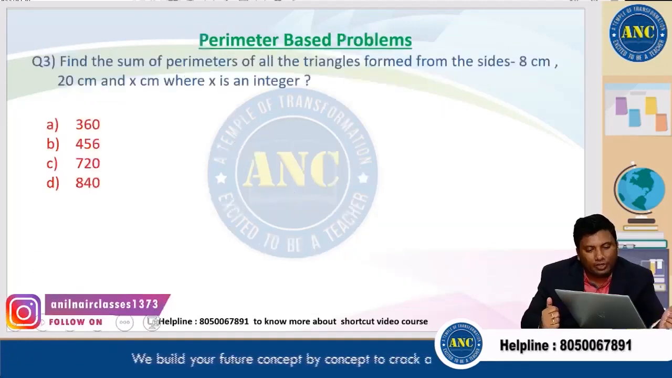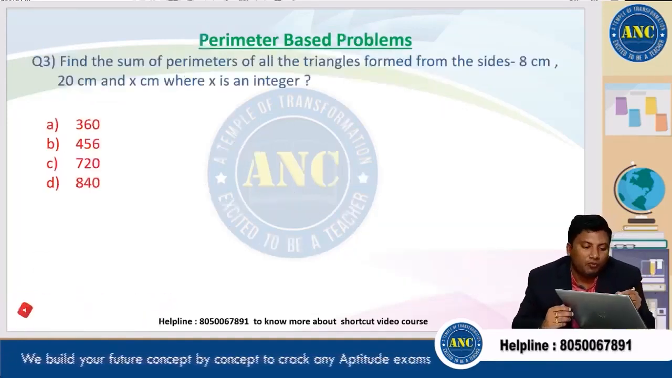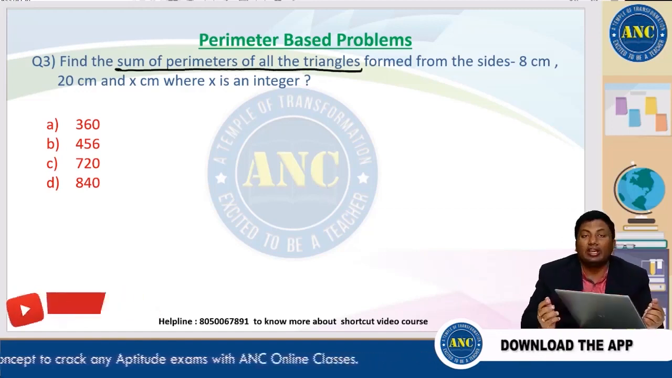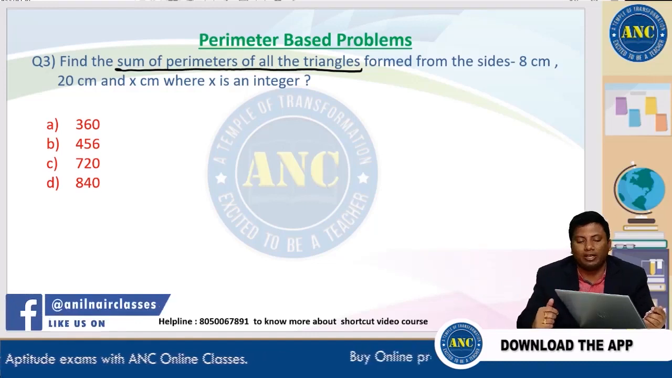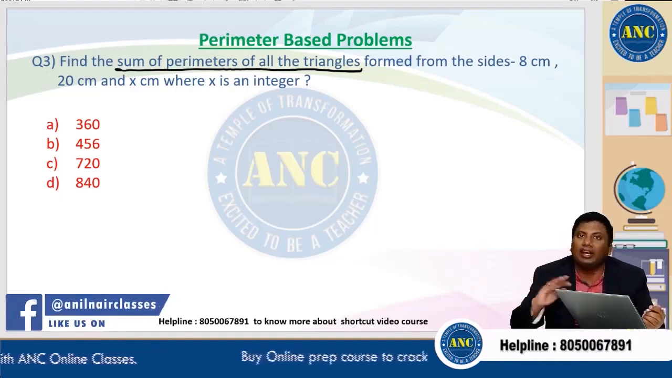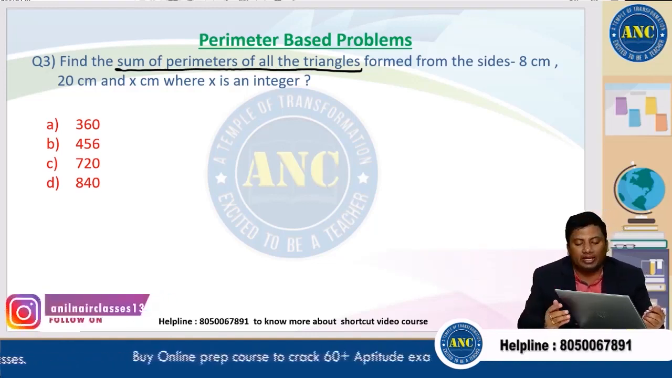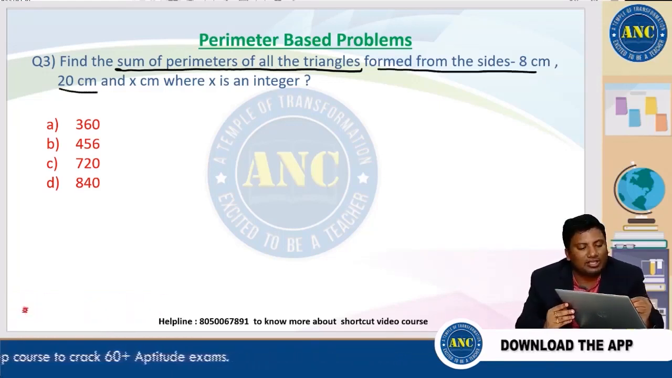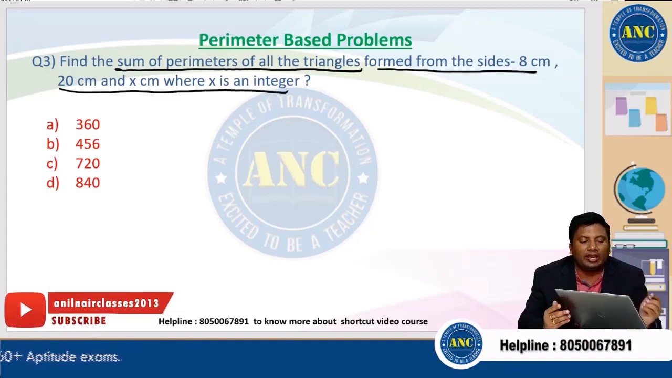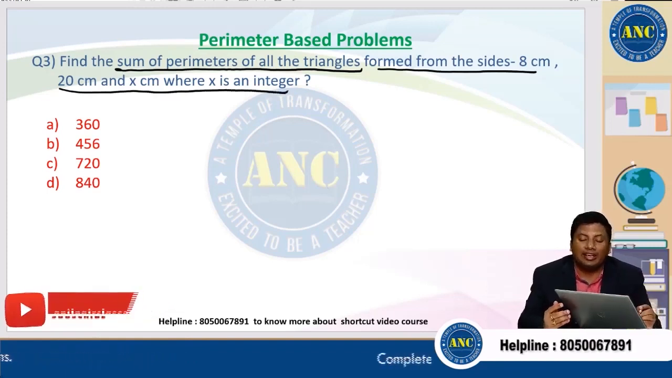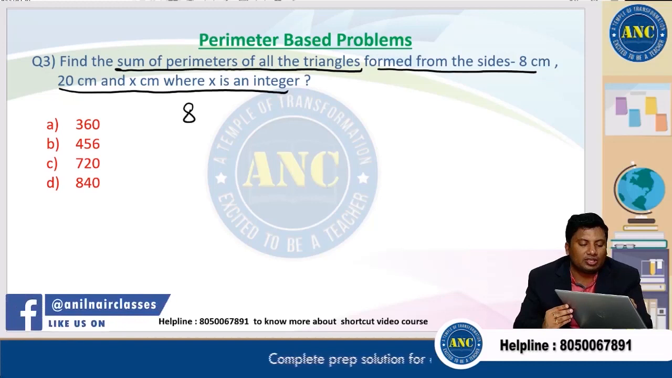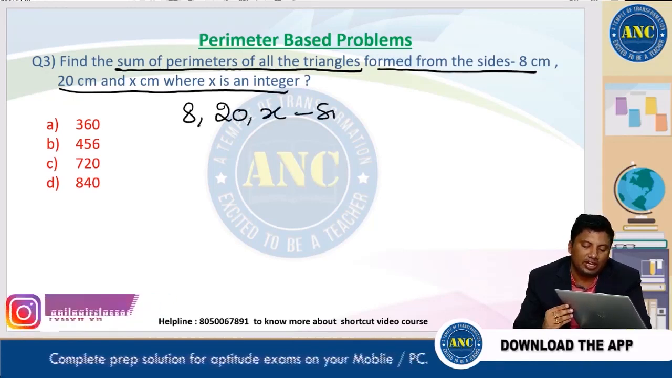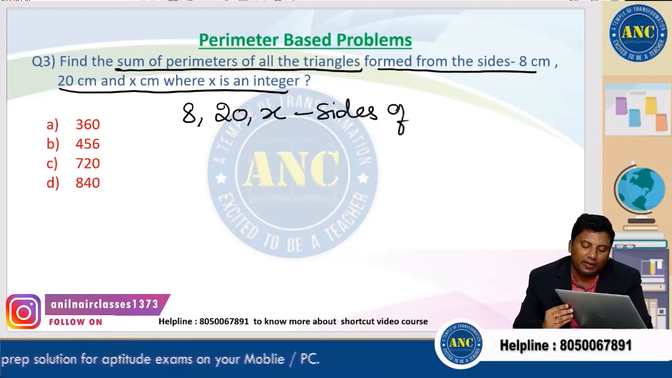Third one. See here. Find the sum of the perimeters of all the triangles. He is asking, some triangles are formed. In the triangle, find the perimeter and add all the perimeters of the triangles formed from these sides: 8, 20 and x centimeters, where x is an integer. These are the sides of a triangle.